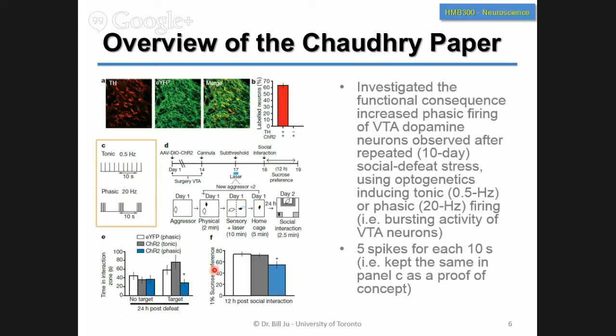In addition to that, they also show that there is a decreased sucrose preference. So tonic doesn't have any effect. A control vector, the enhanced yellow fluorescent protein by itself, and phasic activation has no effect. It's only if you have channel rhodopsin and you can stimulate bursts of activity in a phasic manner that it causes this lack of interaction, depression, as well as the lack of sucrose preference, anhedonia, as part of depression. Okay, so it was a really elegant experiment that was done to show that even optogenetically, by changing the firing rate pattern as a proof of concept, you could actually induce depression.